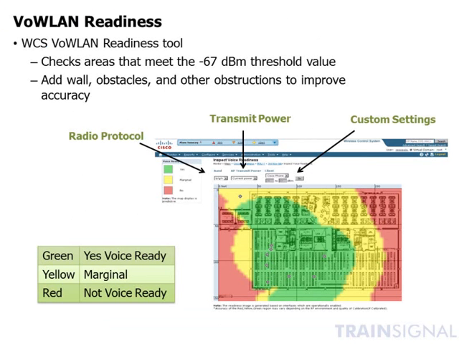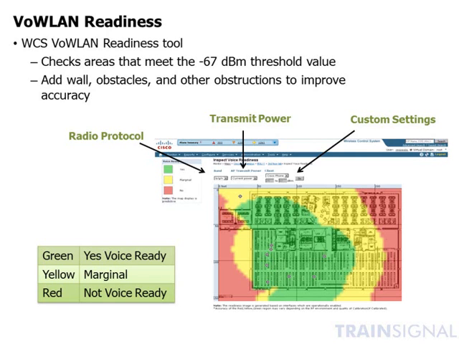So in your Cisco wireless control system, from the same drop-down menu where we selected planning mode, there is also an option to inspect the voice wireless LAN readiness. And when you select that, it'll bring up this screen.